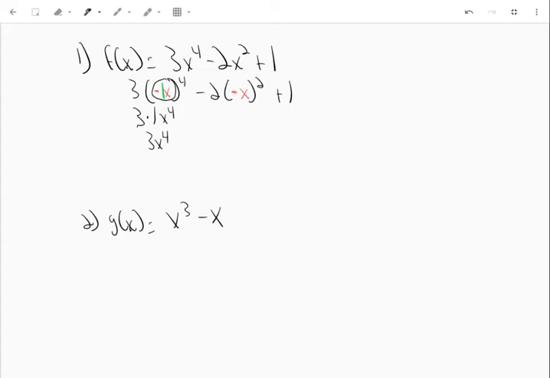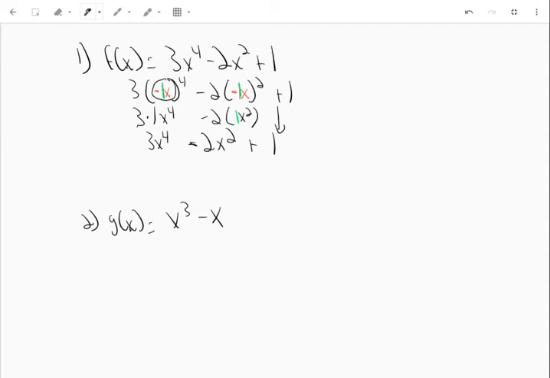Let's look at the second term. This will be negative 2 times negative 1x squared. Negative 1 squared is positive 1, and x squared is x squared. So negative 2 times 1x squared is negative 2x squared. And then don't forget to bring down the plus 1.